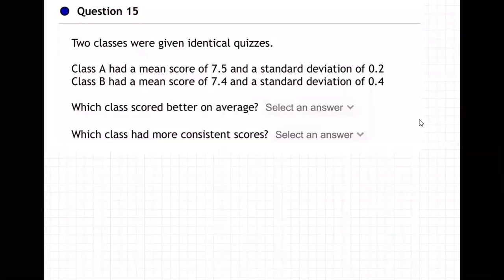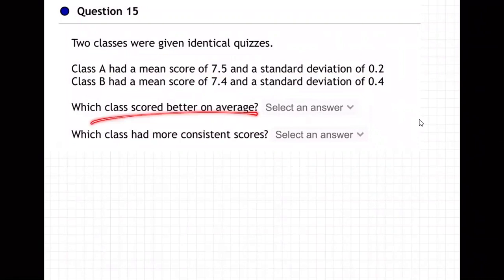Okay, on this one, this question, two classes were given identical quizzes. Class A had a mean of 7.5 and a standard deviation of 0.2. Class B had a mean of 7.4 and a standard deviation of 0.4. Which class had scored better on average?